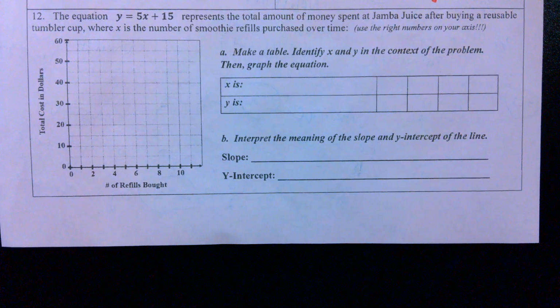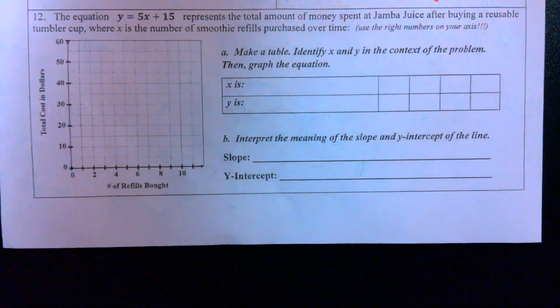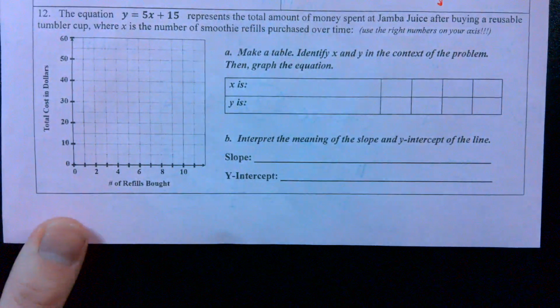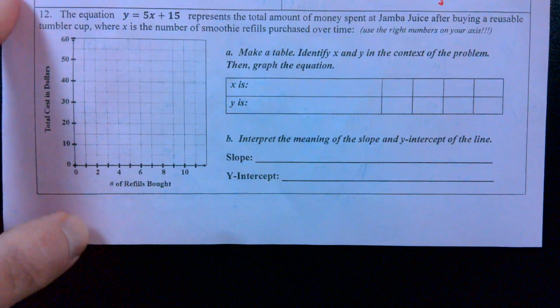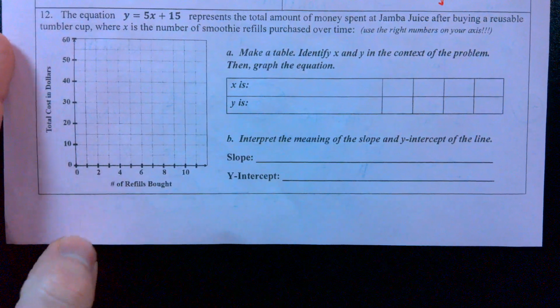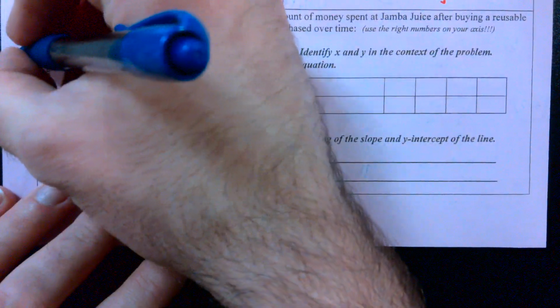Perfect. We're almost done. It's the last one. And then you can go if we have time. Number 12. The equation y is equal to 5x plus 15. This is where a lot of us had issues because this was our newest lesson, right? It should be the freshest in our brains, 3.12.